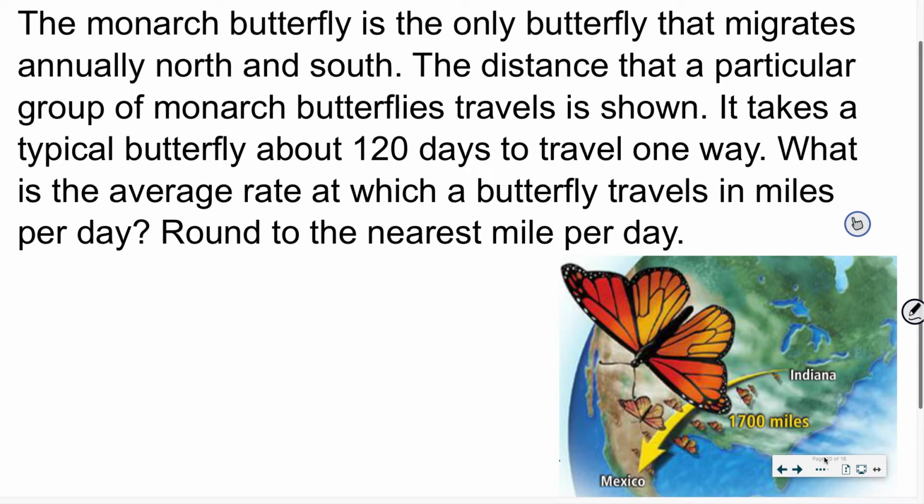So here is our last scenario. The monarch butterfly is the only butterfly that migrates annually north and south. I did not know that until reading this. The distance that a particular group of monarch butterflies travels is shown here in the picture. They go from Indiana to Mexico. Who knew? That's rad. It takes a typical butterfly about 120 days to travel one way. These are true statements. 120 days.